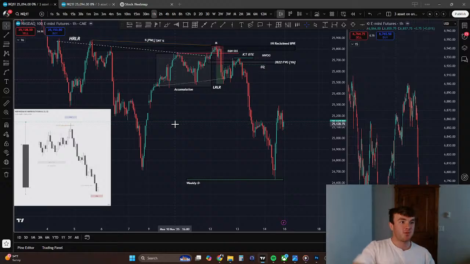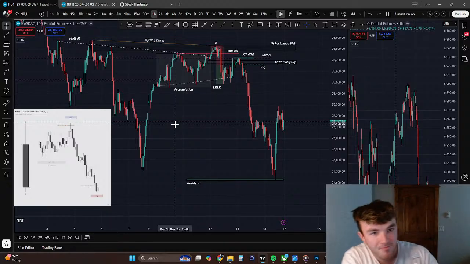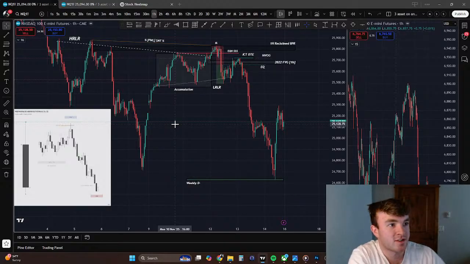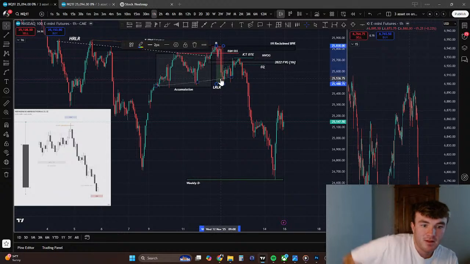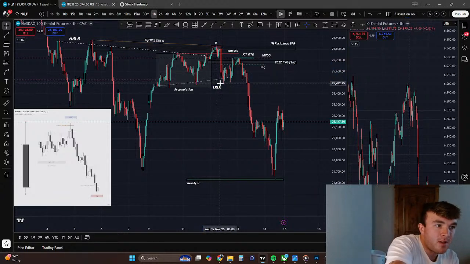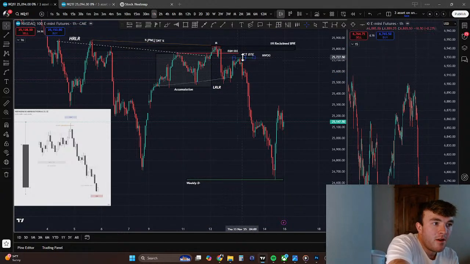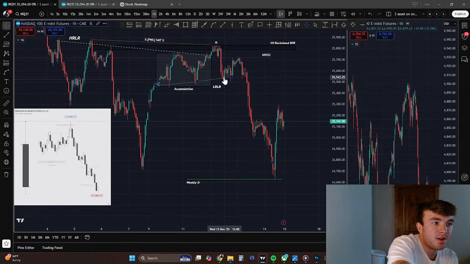So we've basically reviewed the week as a whole. Now we should go in the lower time frame and look for actual trades. To start out, let's look at the high of the week, right? You could have caught this. You could have caught a trade out of this 1 hour reclaimed BPR here.